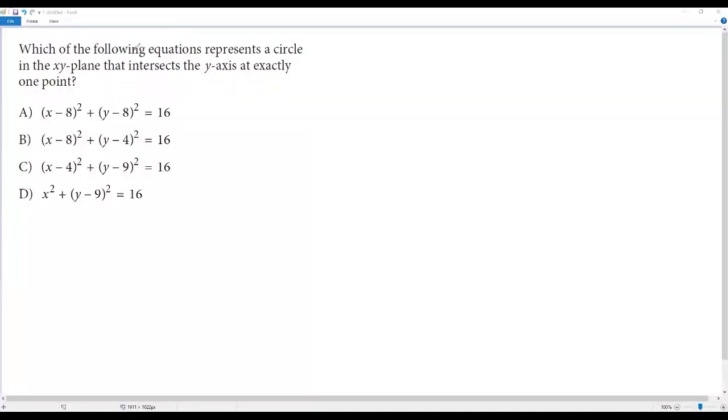Here we have a SAT math question. Which of the following equations represents a circle in the xy plane that intersects the y-axis at exactly one point?